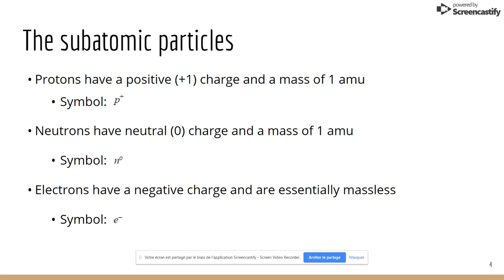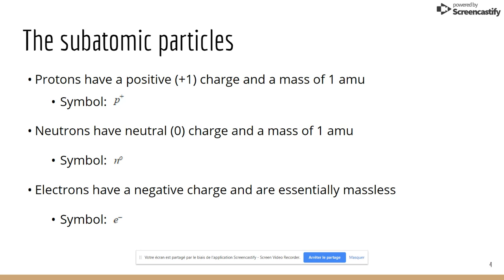Pause here. So this you should already know. If you haven't already seen the letters AMU, that stands for atomic mass unit. It is a unit that is extremely small, approximately 10 to the negative 27th kilograms. And we do use these symbols as standard symbols, meaning that if you're going to abbreviate proton, it has to be P+, neutron has to be N0, and electron has to be E-.